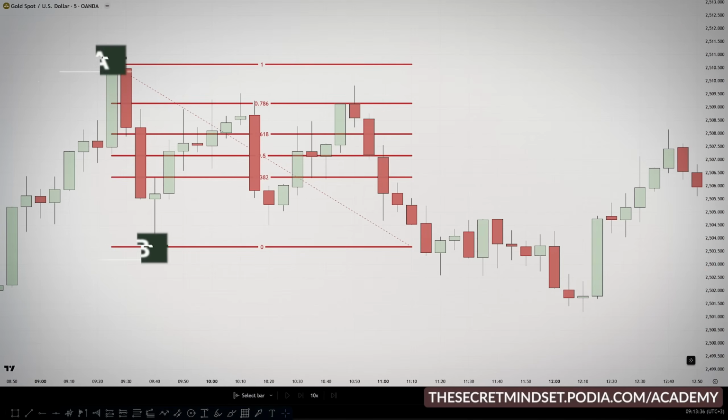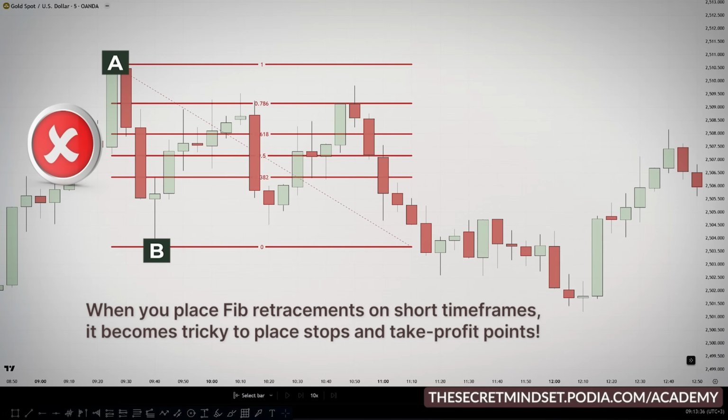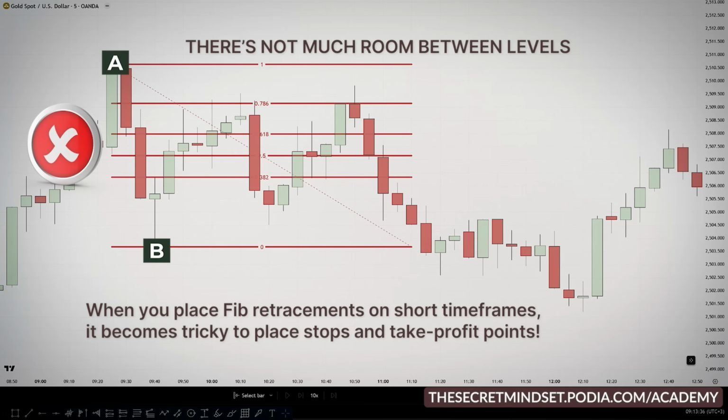Think about it. Stops and take profit points are key for managing your trades. But when you use Fib retracements on short time frames, it becomes tricky to place these effectively. The retracement levels are so close together that they create narrow confluences. This means there's not much room between levels, making it hard to set stops that protect you from normal market noise, while still giving your trade room to breathe.